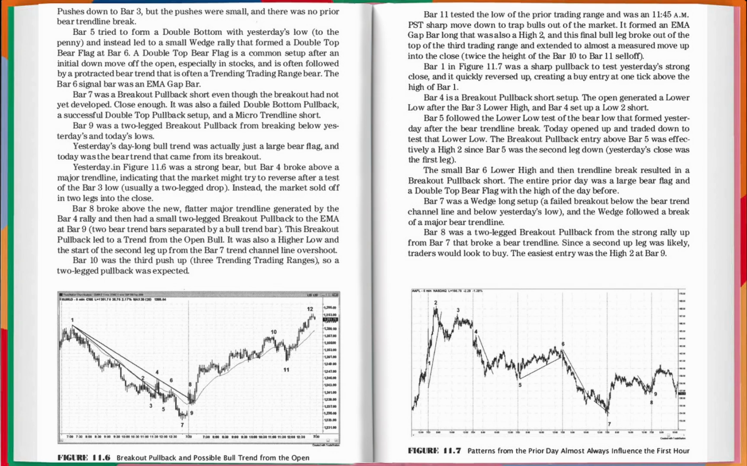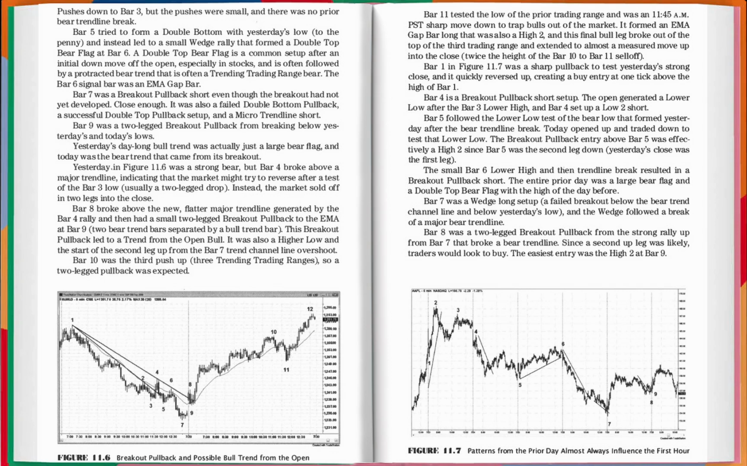Bar 1 in figure 11.7 was a sharp pullback to test yesterday's strong close, and it quickly reversed up, creating a buy entry at 1 tick above the high of bar 1. Bar 4 is a breakout pullback short setup. The open generated a lower low after the bar 3 lower high, and bar 4 set up a low 2 short. Bar 5 followed the lower low test of the bear low that formed yesterday after the bear trendline break.